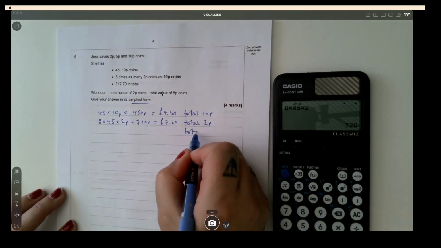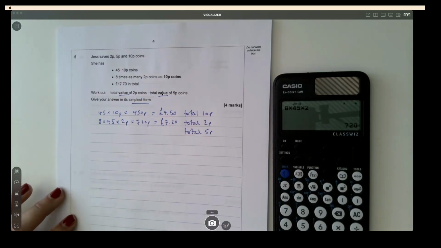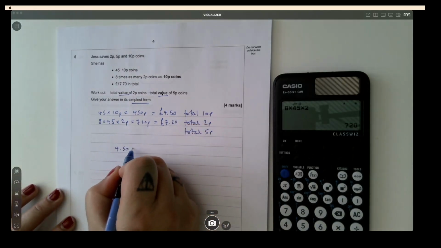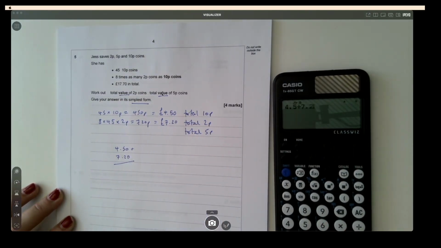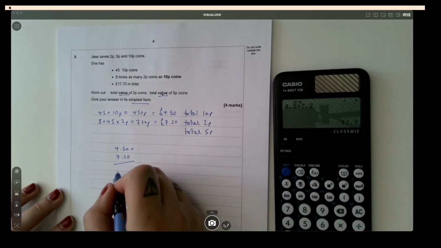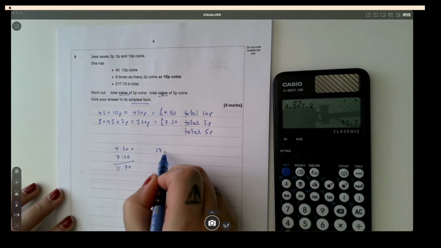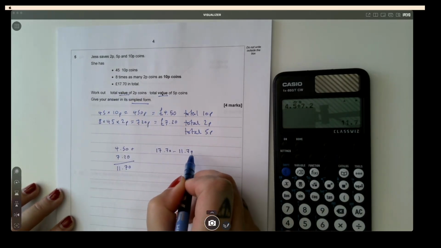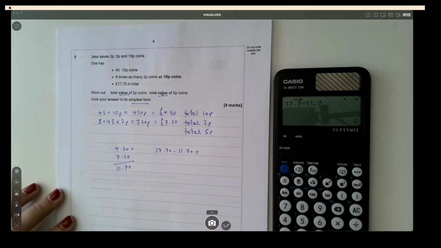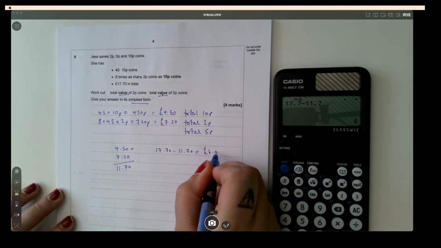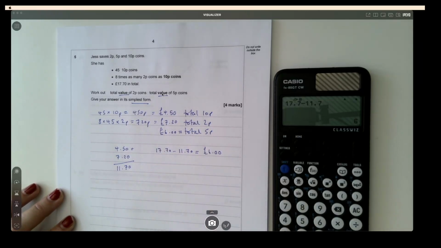Now we want to find the total of 5p coins because it's the totals that we need inside this ratio for our answer. So the first thing I'm going to do is add the two values together that we know. So £4.50 plus £7.20, which is £11.70. There's £17.70 in total. So I'm going to take that £11.70 away. And that tells me that there's £6 left. So that £6 must be the total of the 5p coins.